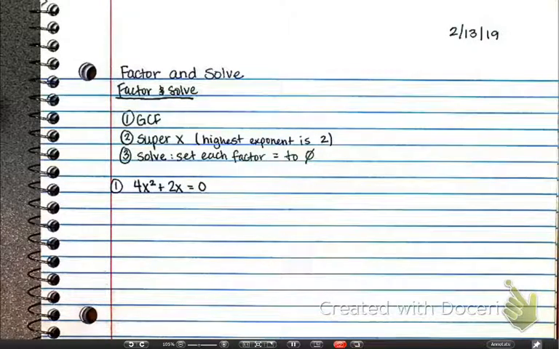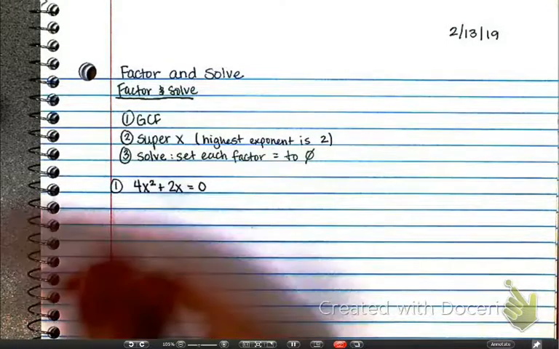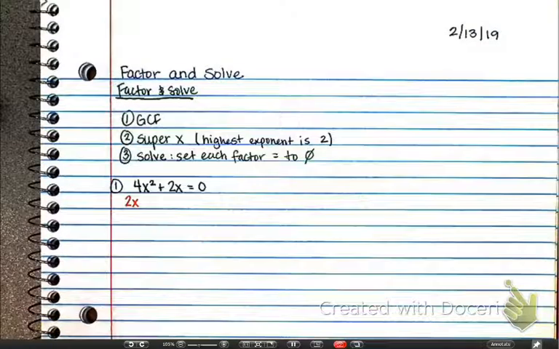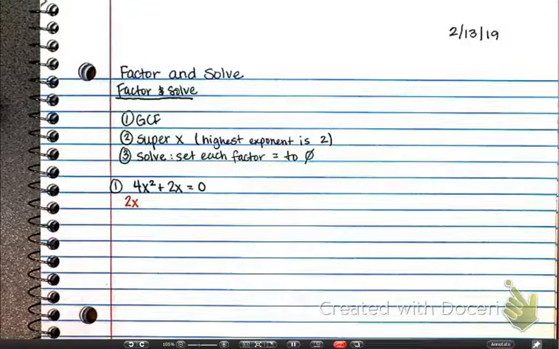So I know that I need to solve this problem because it's set equal to 0. I need to know what x equals. And right now, the only way I know how to do that is to factor. So I have 4x squared plus 2x. Step 1 is to look for what? A GCF. Is there a greatest common factor between 4x squared and 2x? 2 and an x. So I can take out a 2 and I can take out an x.